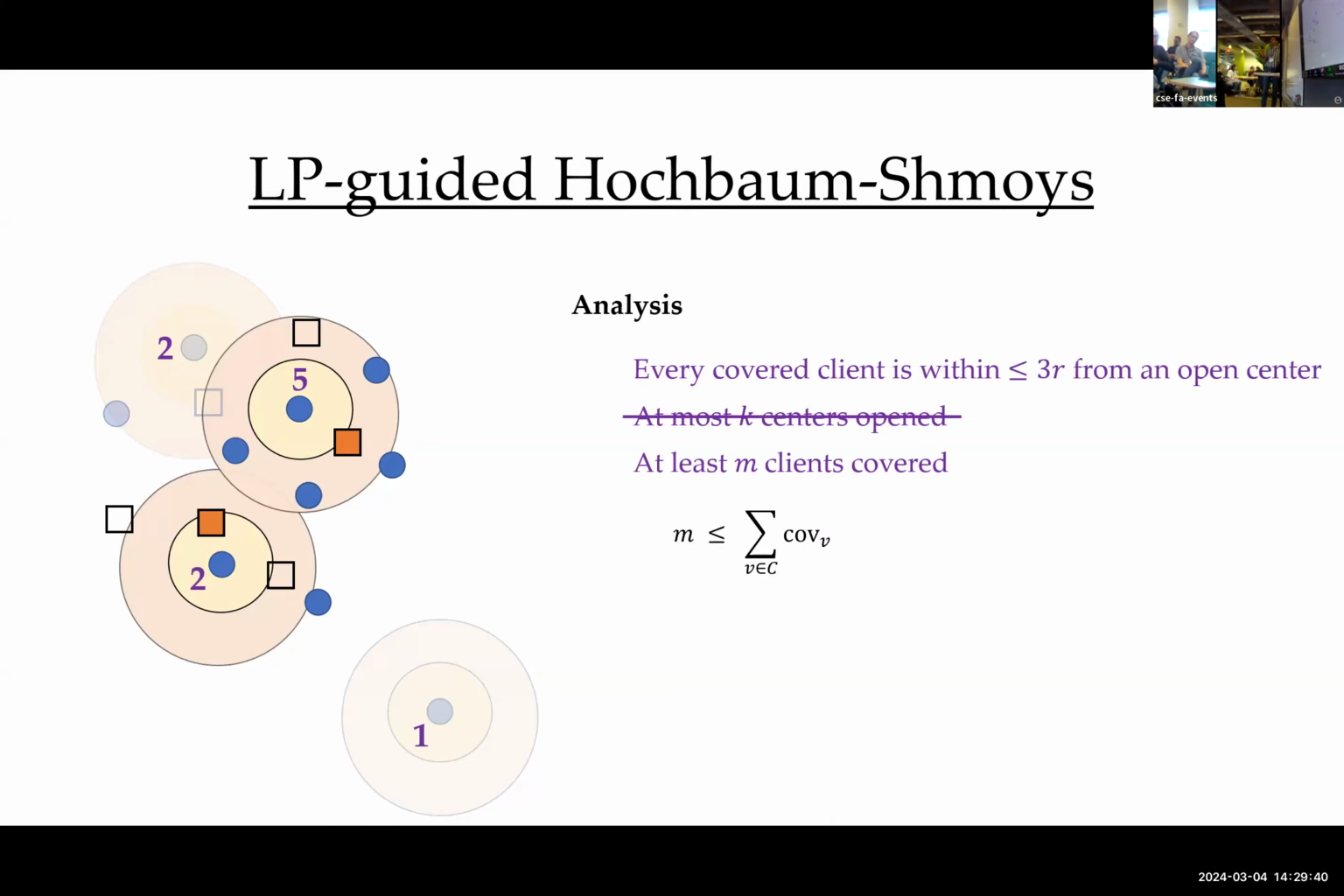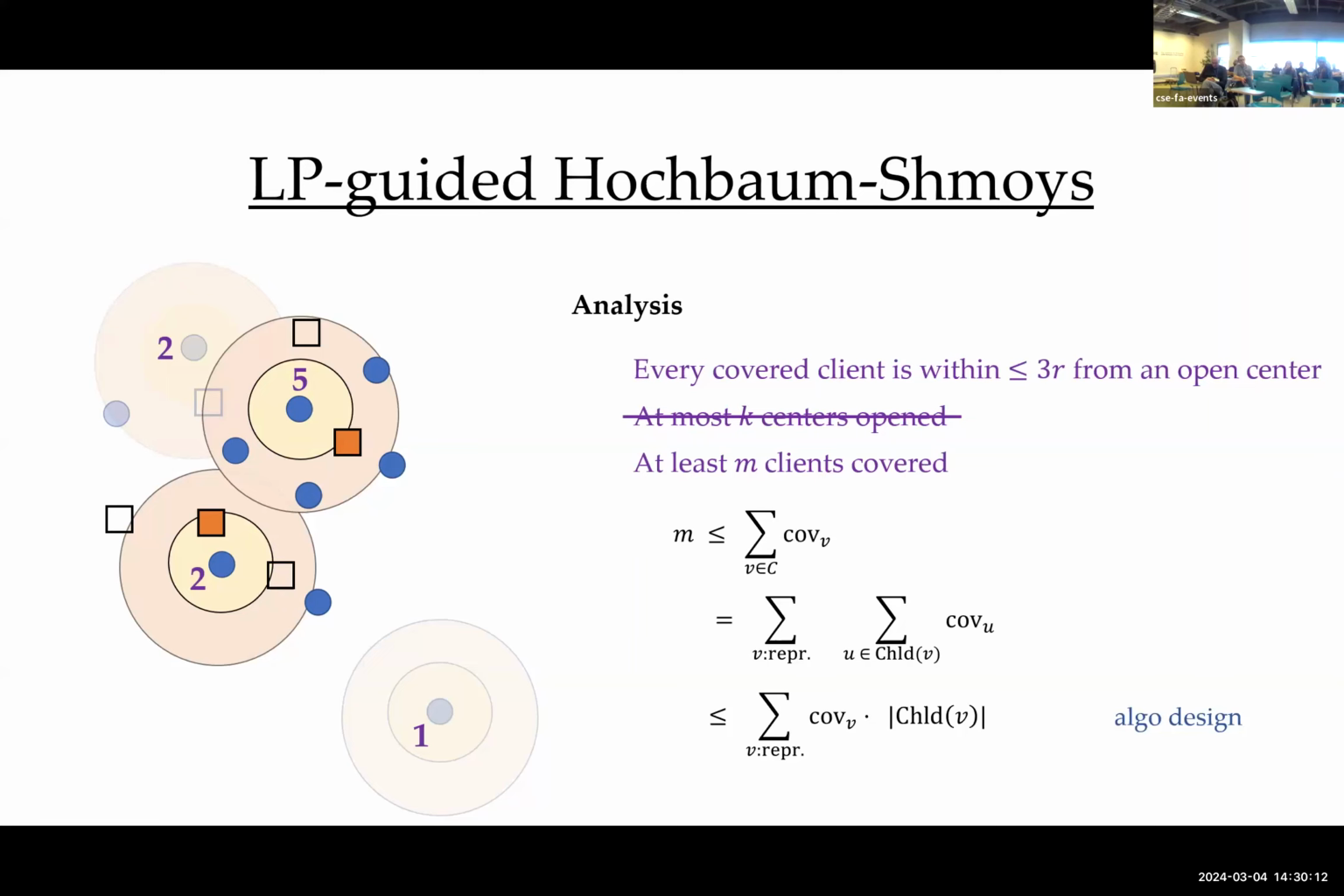I know that the total coverage is at least M, because that's what the LP says. All the clients are partitioned into children. So I write this as a sum over all representatives, and a sum over their children, of their coverage values. That's just writing it differently. And now I'm going to use the greedy property that any child has its coverage at most its representative's coverage. So this sum here is at most the coverage of the representative times the number of children.